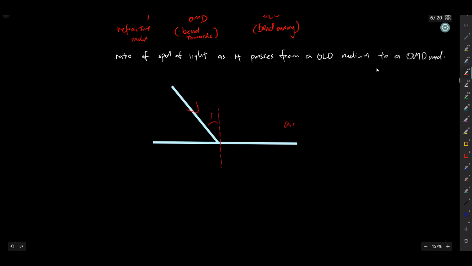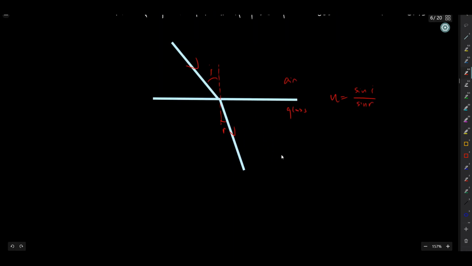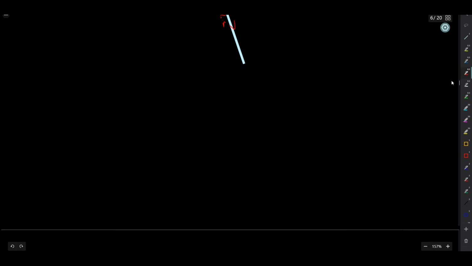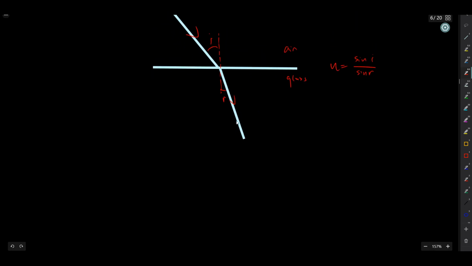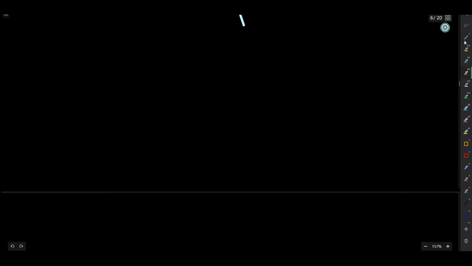Now if this is air, then this is glass, then it's quite simple. The light will just bend towards the normal. The complicated stuff coming is when glass goes to air. So this one we just use n equals sine i over sine r. But then there are 4 different cases if you are talking about glass to air, and these are the 4 cases.